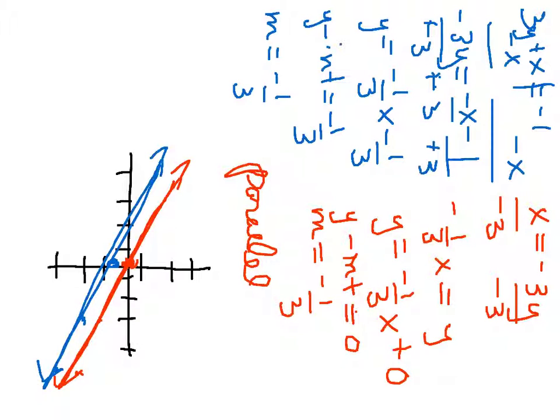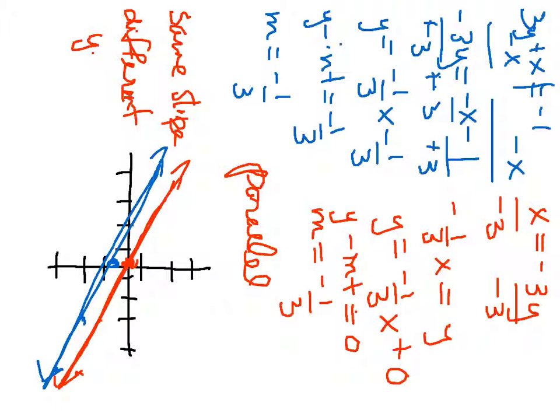And just to remind you, parallel means they have the same slope and different y-intercepts. And sure enough, that's what we have. Same slope, different y-intercepts, so we're done.